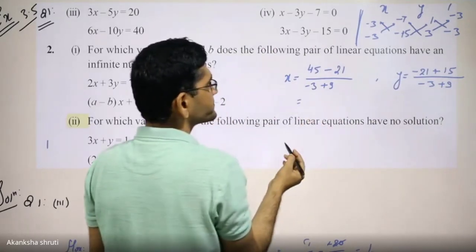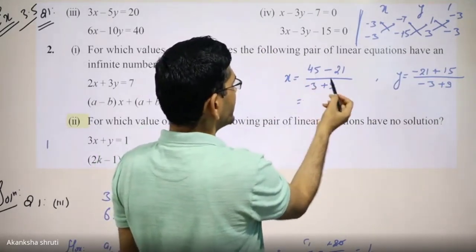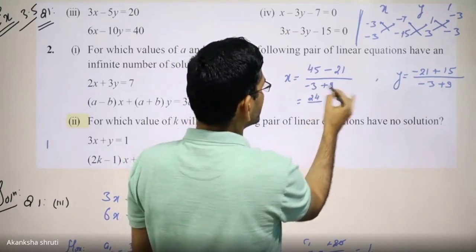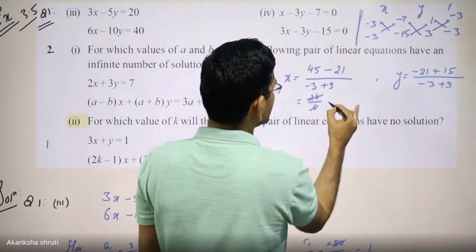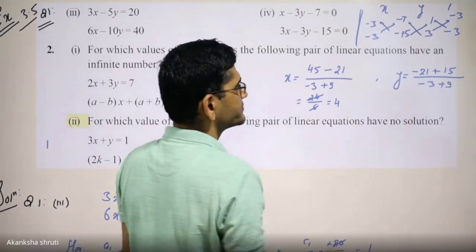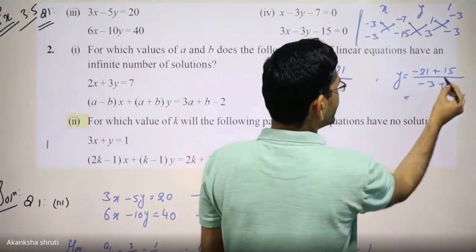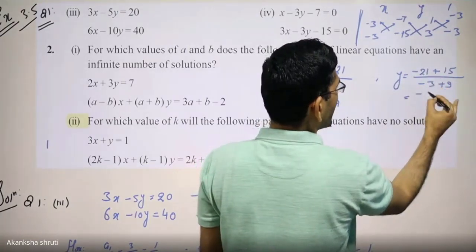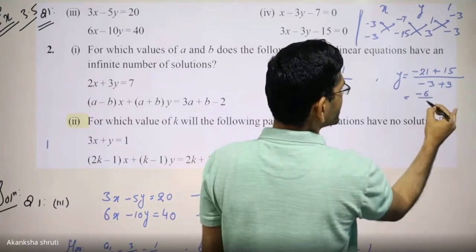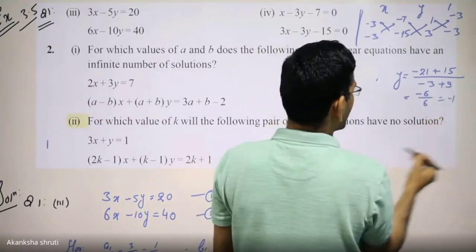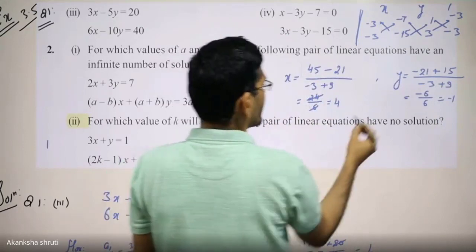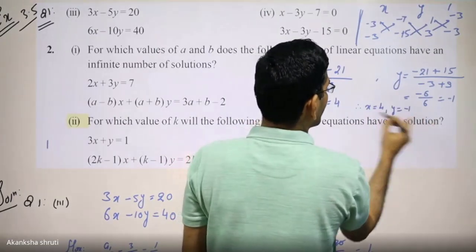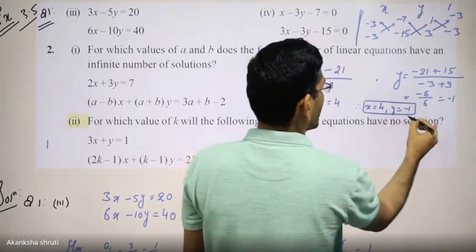This value, going for subtracting this, it becomes 24 by 6. It is our 4. Similarly, the y from here, 15 minus of 21 minus of 6, divided by denominator plus of 6. It is our minus 1. Therefore, here we have obtained x is 4, y is minus 1. This is the required answer.